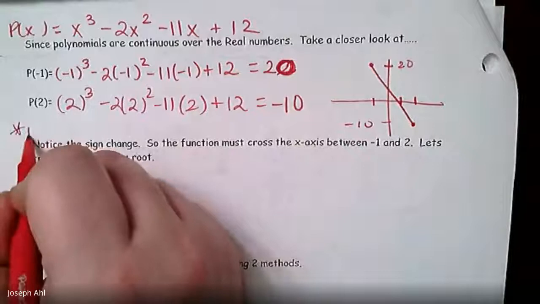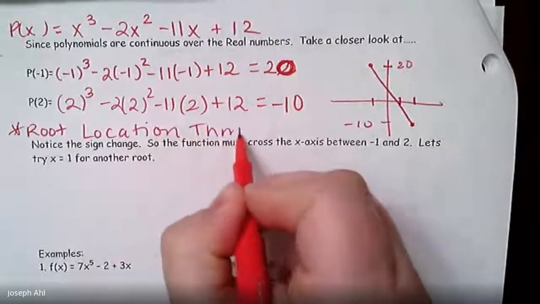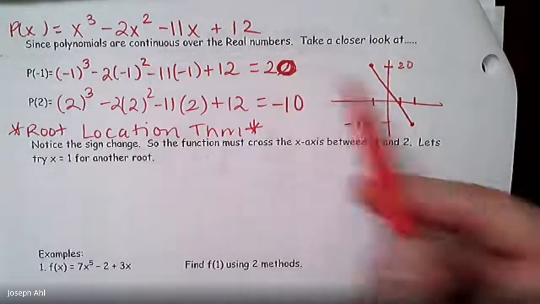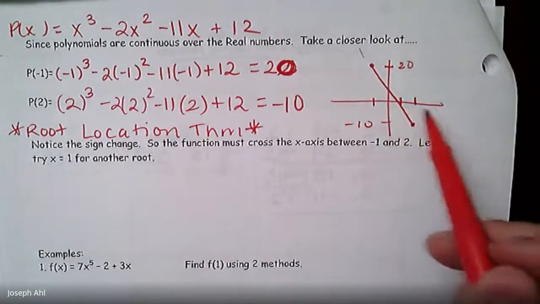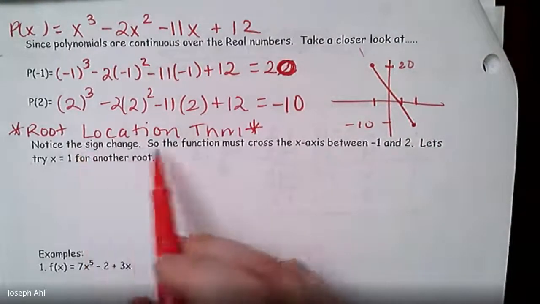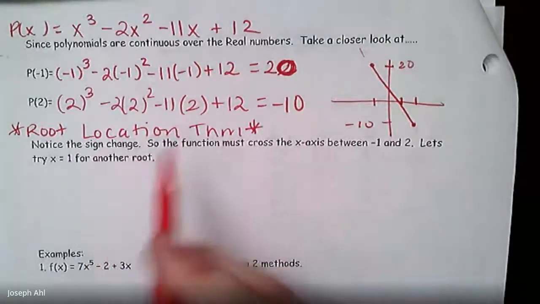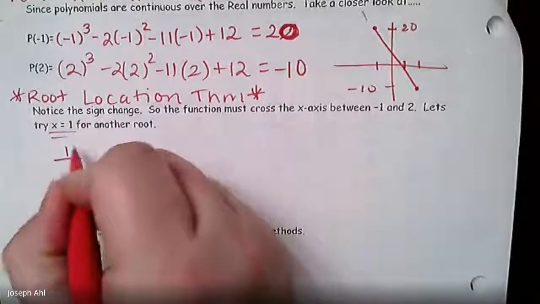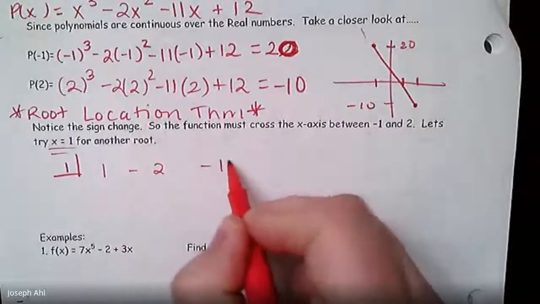So this is what's known as the root location theorem. It's a really fancy name for when we see this sign change, when we go from a positive output down to a negative output for y, we know that we're going to have to cross the y value at 0, which is where we have x-intercepts. Since we notice that sign change happening, the function must cross the x-axis between -1 and 2. So we're going to make a really good guess for x equals 1 and see if that happens to be a root. So if we go back and test x equals 1, with the coefficients 1, -2, -11, and 12.